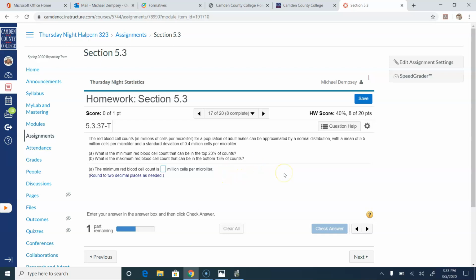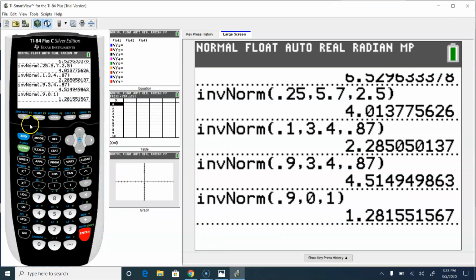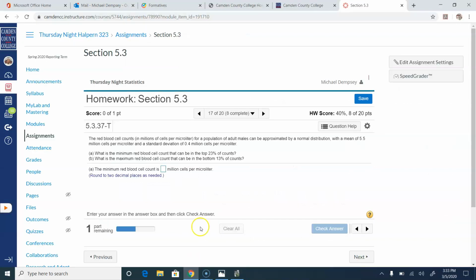All right, so yeah, 17 will be a good one to wrap up with here. I think it'll give us a good example. What's the minimum red blood cell count that can be in the top 23%? Okay, so to get to the top 23%, remember the calculator always deals in the economy of area to the left. So to find that top 23% cutoff, I have to do 1 minus 0.23. So that would be 0.77. And now I just need to double back and see what my mean and standard deviation are. The mean is 5.5 and the standard deviation is 0.4.